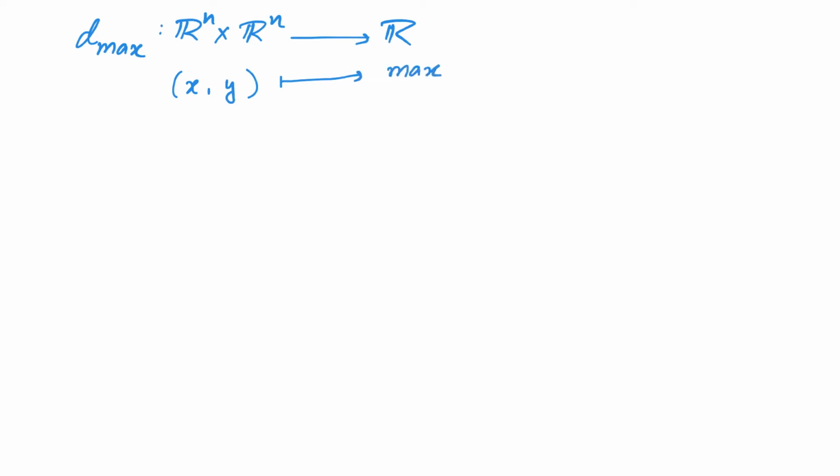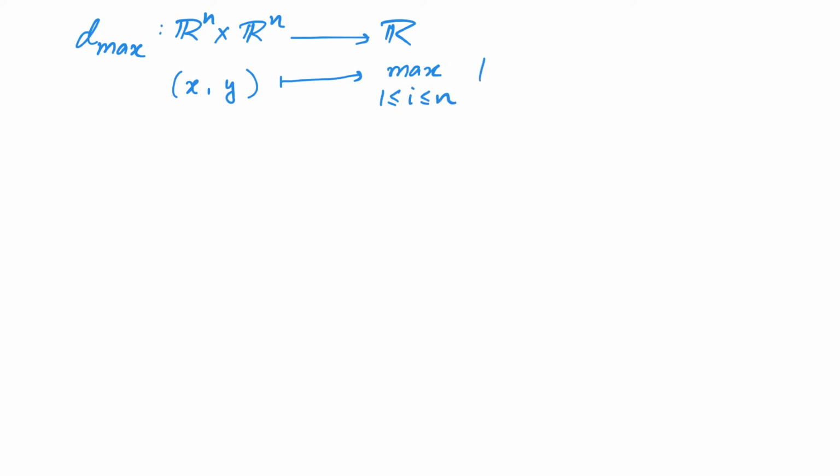In the last video, we discussed the Euclidean distance on Rn. Although the most important, this is by no means the only distance on Rn. Let us look at another example called the maximum distance on Rn, which takes two points in Rn and associates the maximum difference between their coordinates.